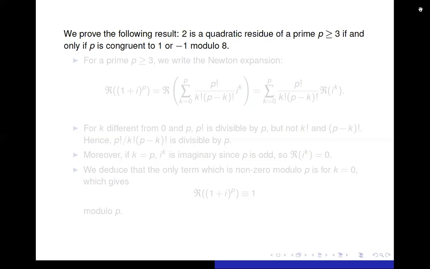In this video, we prove the following result. 2 is a quadratic residue of a prime p larger than or equal to 3 if and only if p is congruent to 1 or -1 modulo 8.